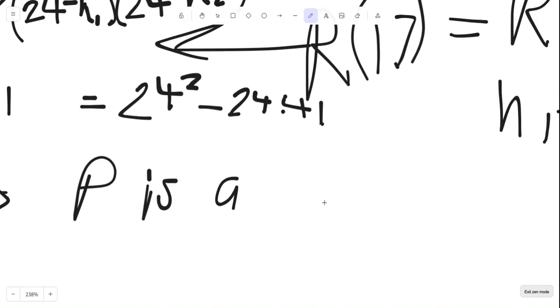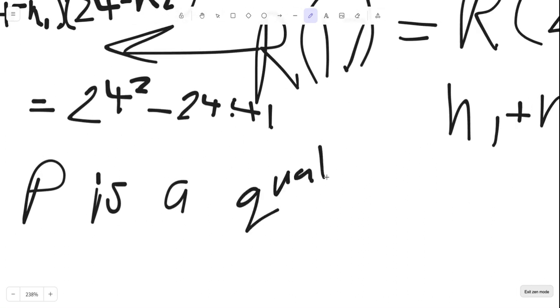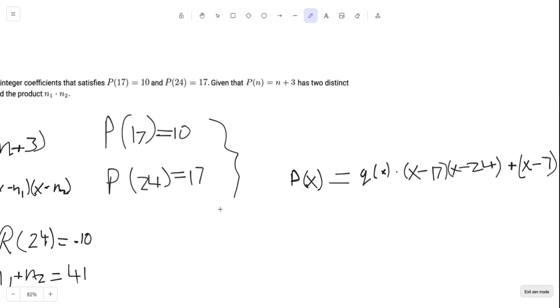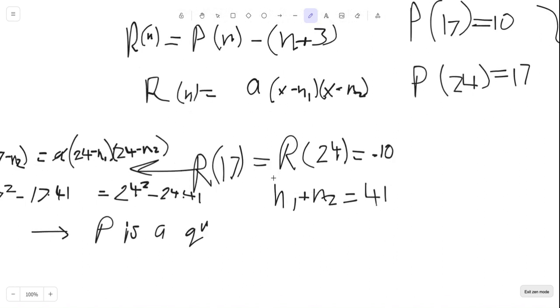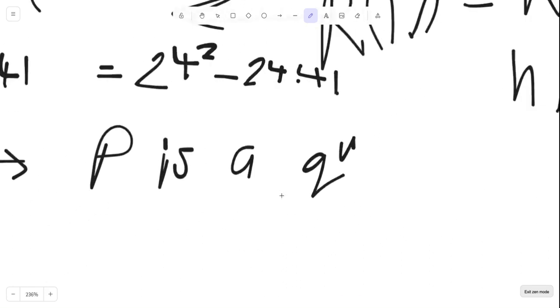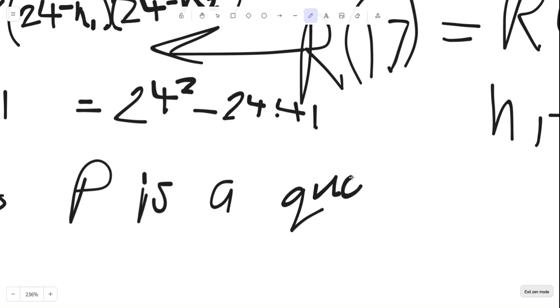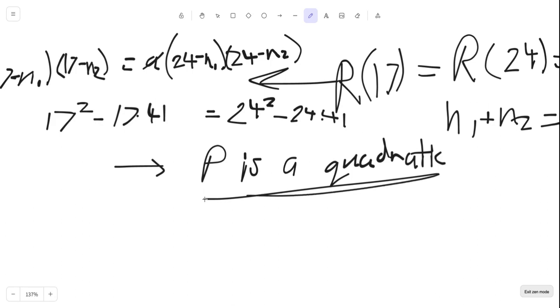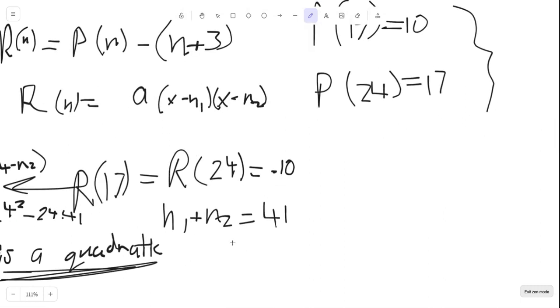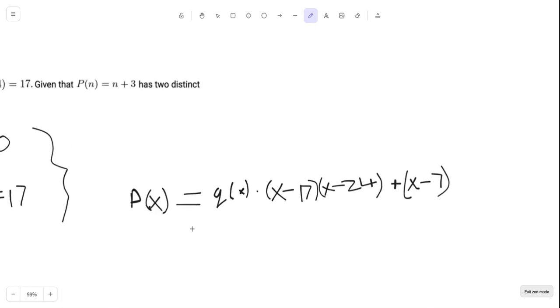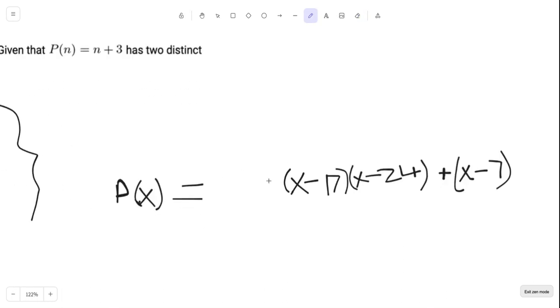That means r is a quadratic, because it is indeed symmetric about the roots. What I did is use the fact that r of 17 and r of 24 have the same value, and I used the average of these to find the sum of the roots. That generally works. So now we have confirmed by substituting into r that the sum is 41. So now that we know it's a quadratic, I can clear this off and replace it with a.